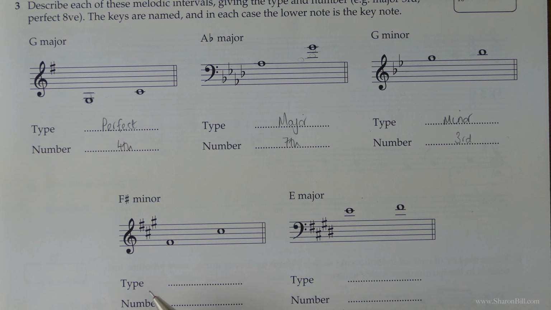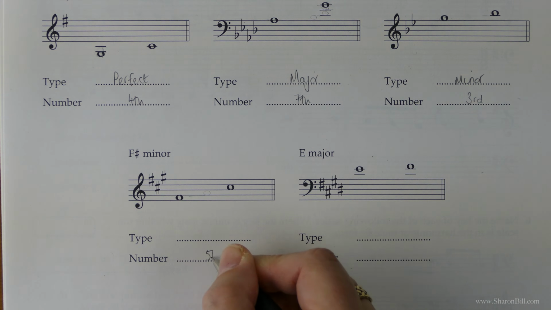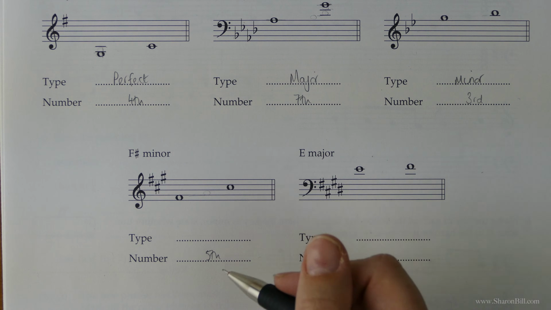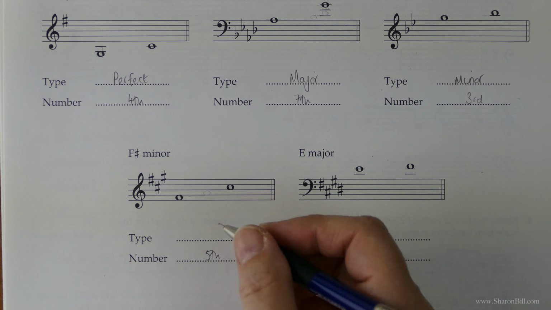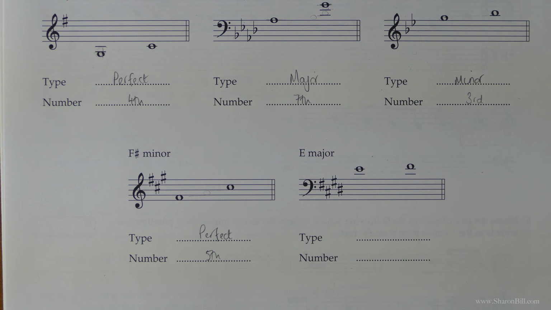Let's look at this next one. So we're in F sharp minor now, we're counting from F sharp. We won't worry about the sharps for the moment, so let's just count this space, line, 1, 2, 3, 4, 5. It's a fifth. And again, we know that fourths, fifths and octaves are perfect. There's no distinction between major or minor, so a perfect fifth, job done.